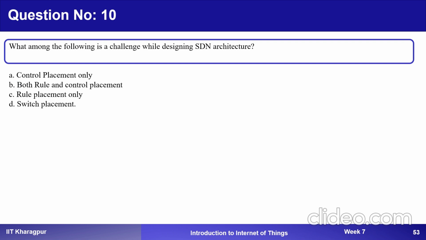What among the following is a challenge while designing SDN architecture? Options are A. Control placement only, B. Both rule and control placement, C. Rule placement only, D. Switch placement. Ma'am, both. It's option B, both rule and control placement. Correct. Option B is correct.